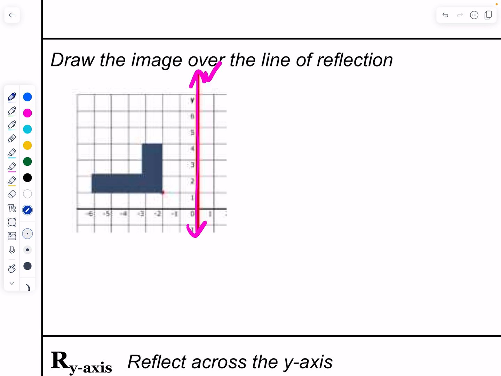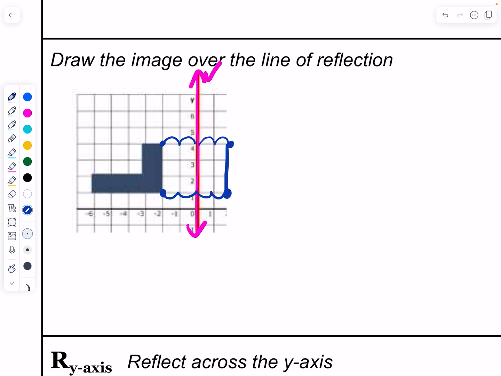And so where is it going to wind up if I flip it over this line? Well, if I look at this point in the corner right here, this point in the corner is 2 away on the left. So where is it going to wind up? How do I know where to draw it? 2 away on the right. So somewhere right here. And if it's going to be a rigid motion and it's going to stay the same size, how do I know how tall to draw it? Well, I'm going to go to this level right here. How do I know that? Because this one is 2 away on the left, so it should wind up right there, 2 away on the right.